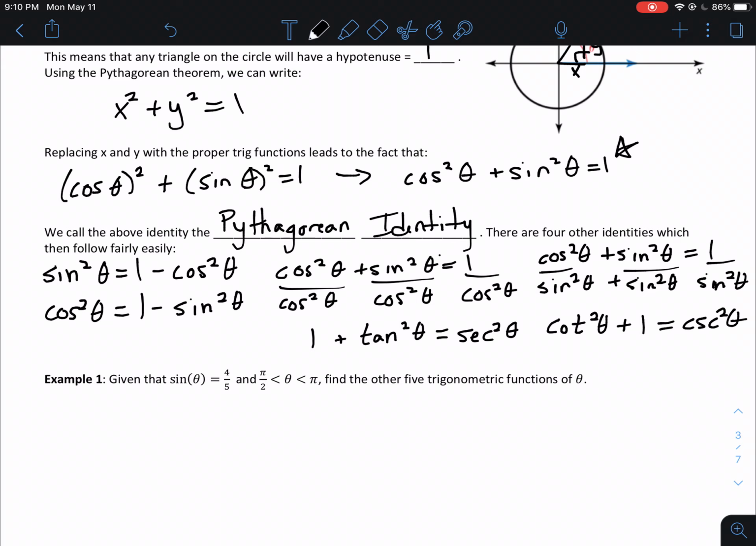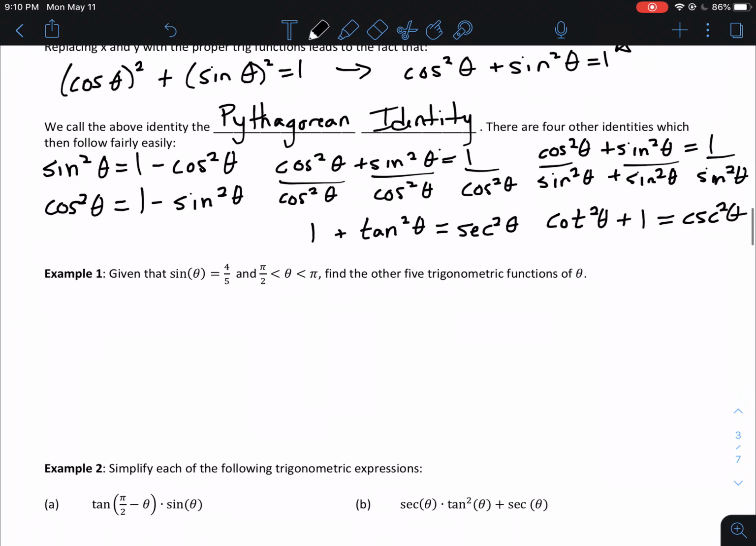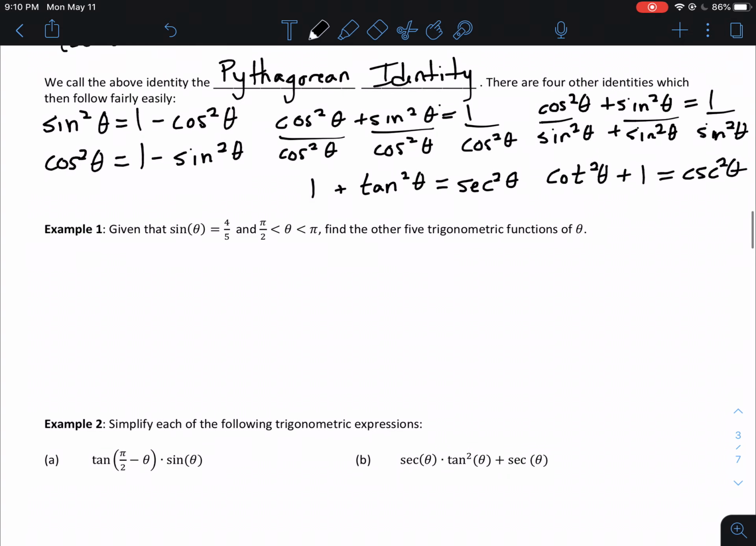Okay, let's take a look at a couple examples and we'll be done with this first section of Unit 12. So in example 1, let's consider we've got sine of theta equal to 4/5, and our angle theta is somewhere between pi over 2 and pi. Let's find the other 5 trigonometric functions of theta. When you're working through these problems, what I would recommend doing is drawing a picture. It's probably the easiest way to make these a lot easier to manage.